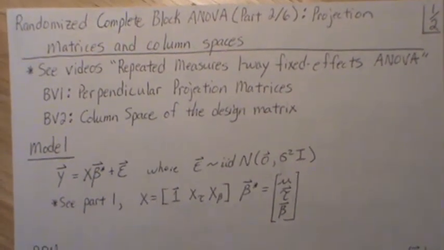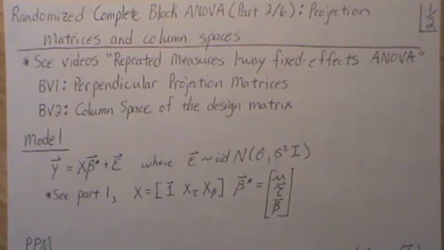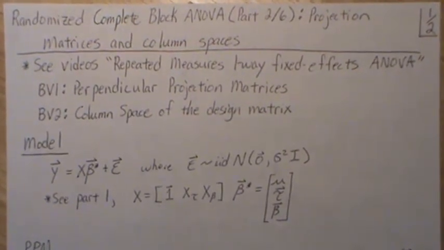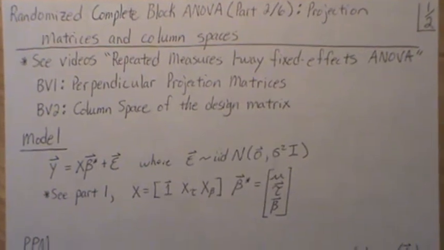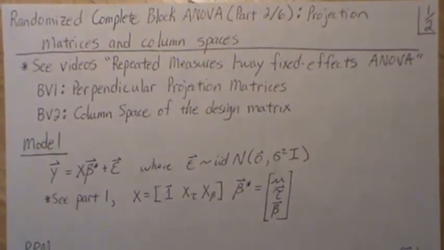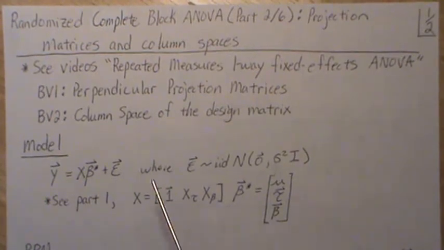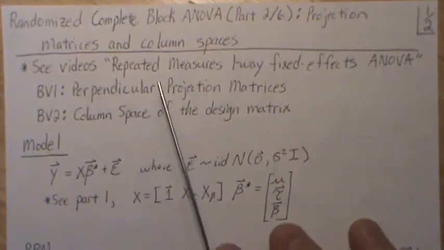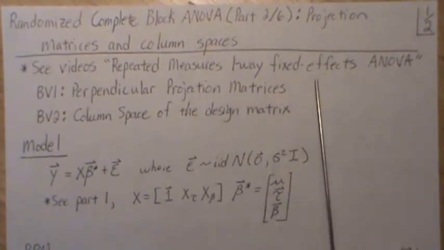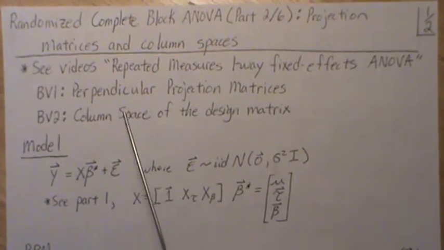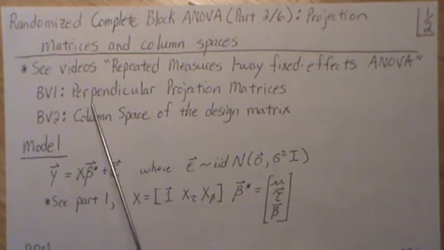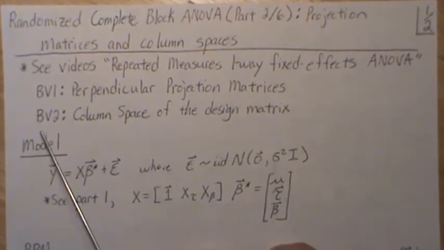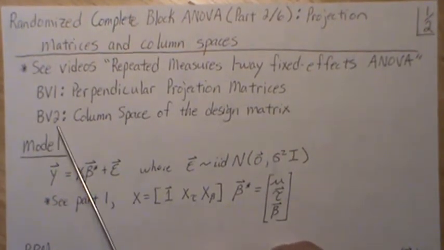Now, in this video, I decided how much do I want to reprove, how much do I want to point back to where the proof is in another video, and I decided to do the latter. I'm going to make statements, and if you want to see the proof, then you will see another video. But I really seriously debated on that. And so we're going to see videos in a little mini series that I'm calling Repeated Measures, One-Way Fixed Effects ANOVA. And there's 2 videos, perpendicular projection matrices, which I'm going to call BV1, background video 1, and the column space of the design matrix, which I'm going to call BV2, background video 2.